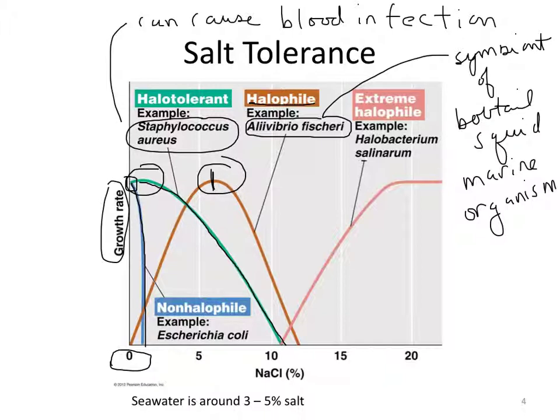Extreme halophiles, like Halobacterium salinarum, are able to tolerate salt concentrations, not just tolerate, but actually grow optimally at salt concentrations as high as 20% sodium chloride. That's the point at which you're starting to be right at the solubility limit for sodium chloride. So these organisms are found not in routine seawater, but in places like salt flats, highly brine environments.